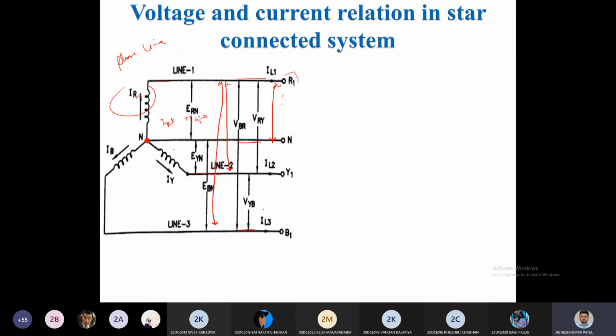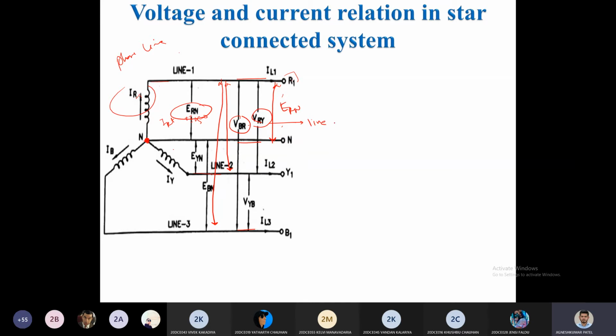So if it is between your R and N, then it is known as ERN. Okay, it's represented over here. In the same way, between R and Y it is known as VRY, and VBR between B and R. So what are these? These are known as line to line voltages. Between any two phases, R and B or R and Y, is a line to line voltage.